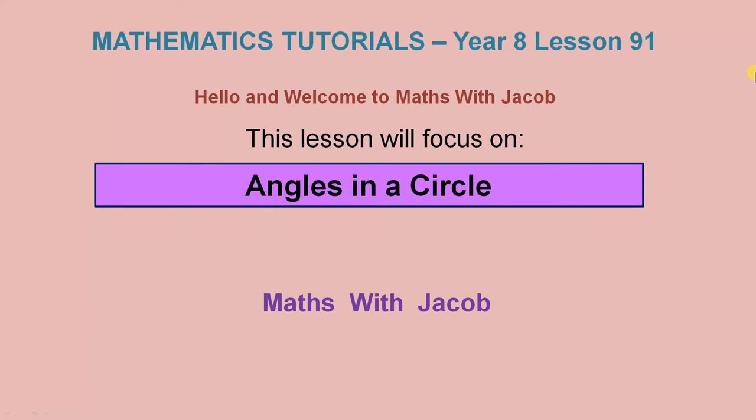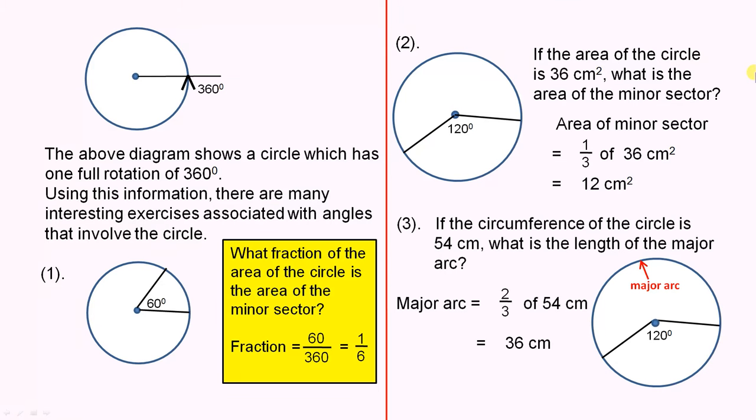This lesson will focus on angles in a circle. The above diagram shows a circle which has one full rotation of 360 degrees. Using this information, there are many interesting exercises associated with angles that involve the circle. Let's look at the first one.